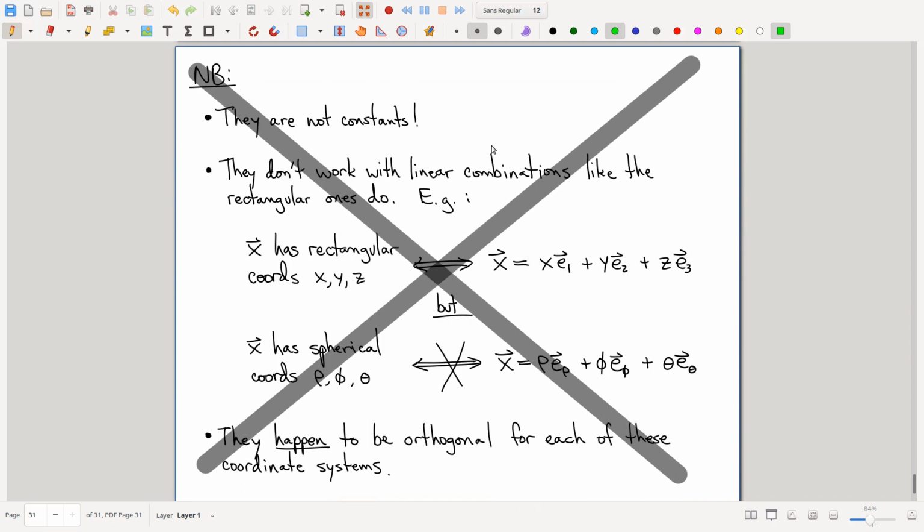And some disappointments. Standard basis vectors and other coordinate systems aren't as useful as rectangular, which, by the way, is why I hardly ever use them. I have no plans to use them in this course. And so that's why you're excused from the details.